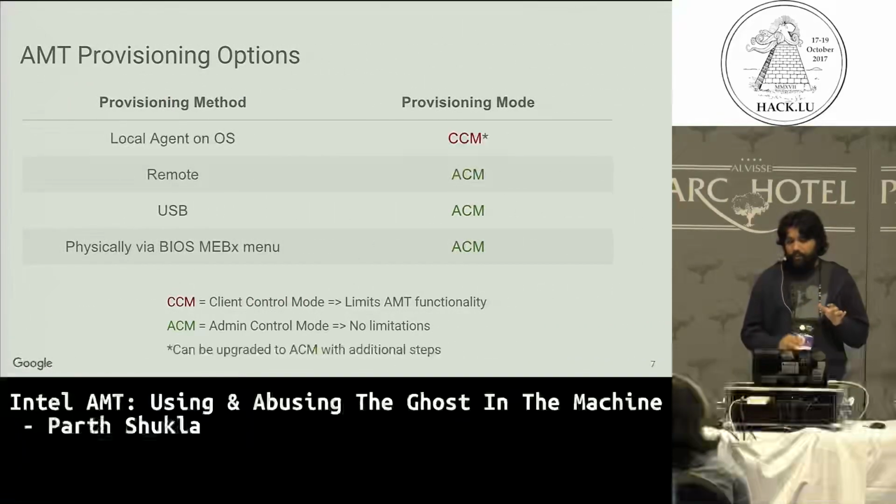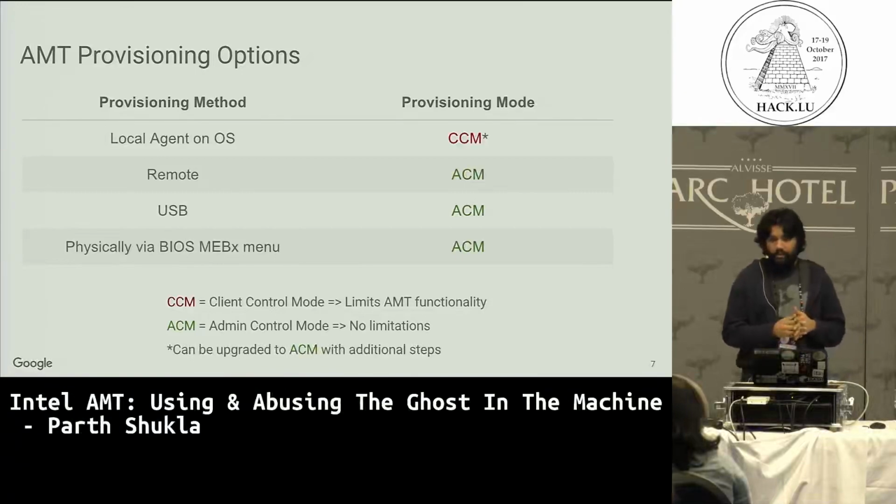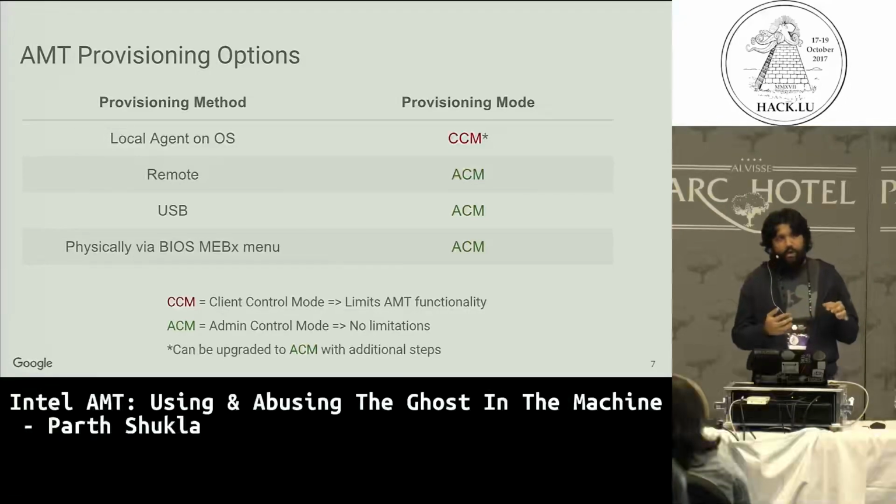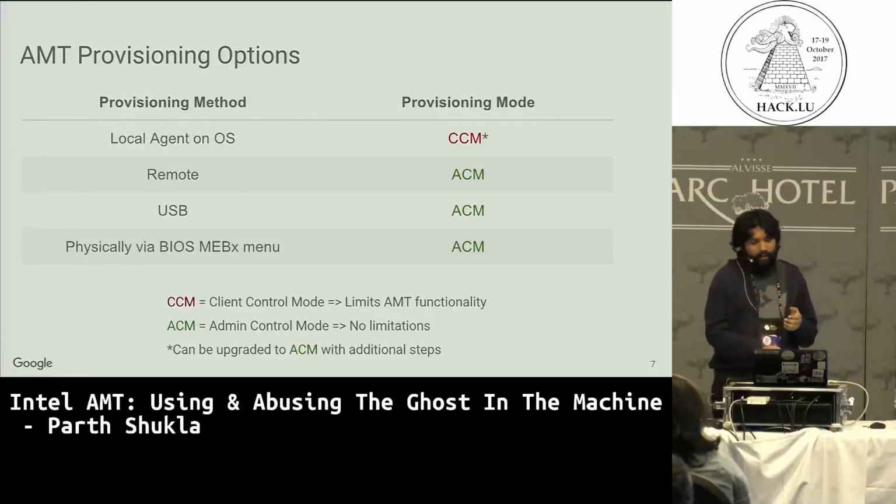Generally speaking, there are 4 broad ways you can provision AMT for usage, and there are 2 provisioning modes once the provisioning is done. The provisioning mode, ACM or CCM, is meant to reflect the level of trust required to complete the setup process. Note that all of these intermingle and can be used in combination with each other, so try not to think of them as distinct options.